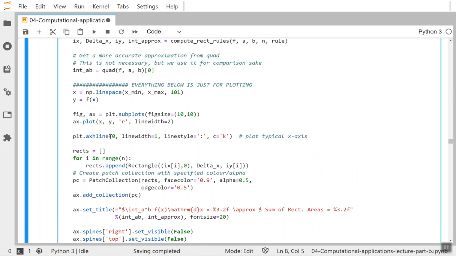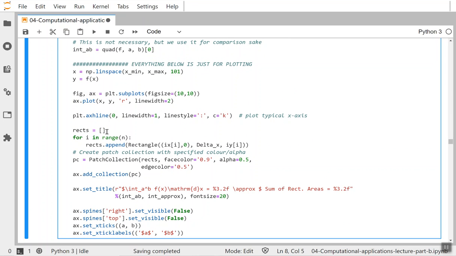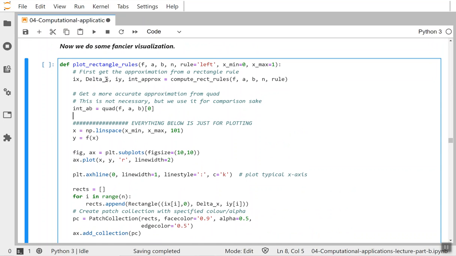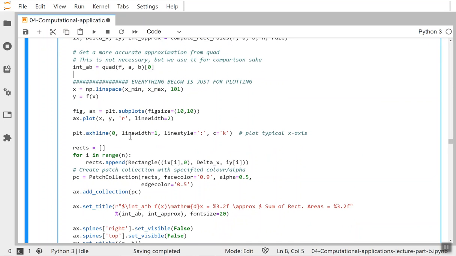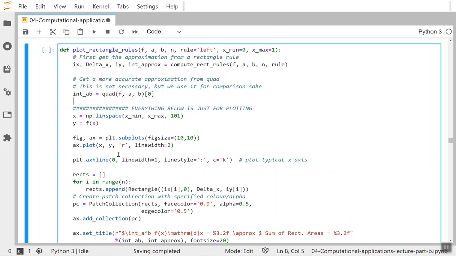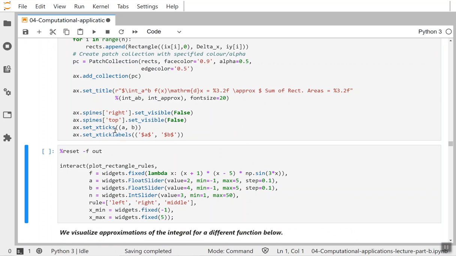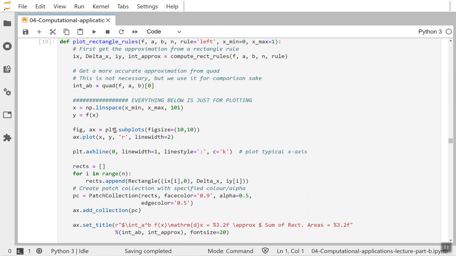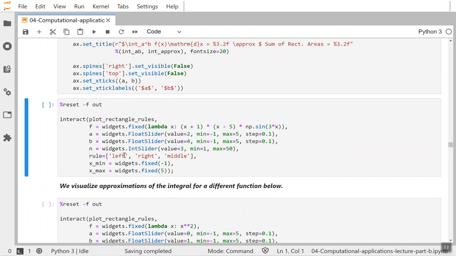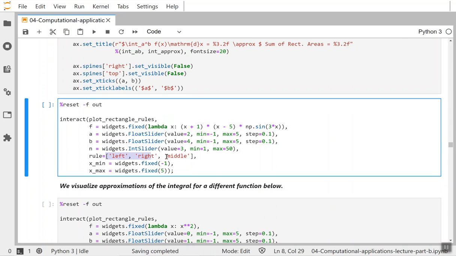I'm creating axes and some patches and collections, but the computations are just here. And this is stuff you can play with, to mess with the options to make the plots look however you like. So that created a function to plot the rectangle rules. And now I'm going to interact with it. And I'm also going to allow myself to choose different rules.